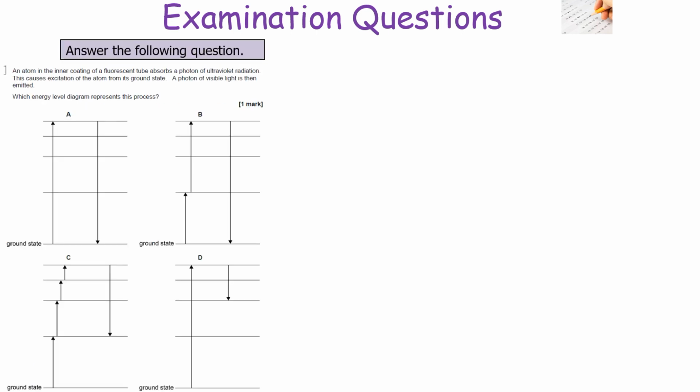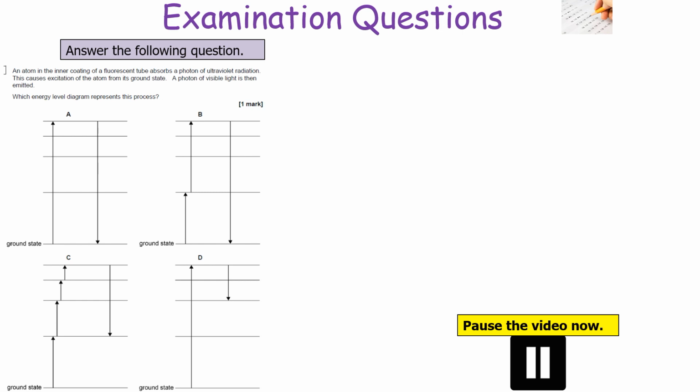The next question says, an atom in the inner coating of a fluorescent tube absorbs a photon of ultraviolet radiation. This causes excitation of the atom from its ground state. A photon of visible light is then emitted. Which energy level diagram represents this process? So pause the video now, then unpause the video when you want to go through your answer.